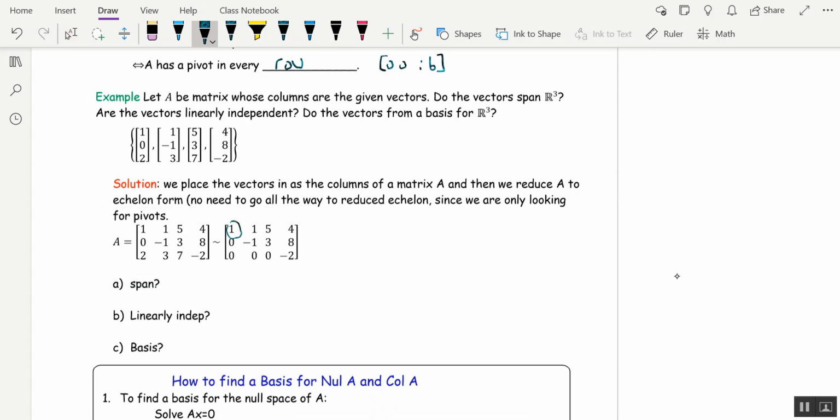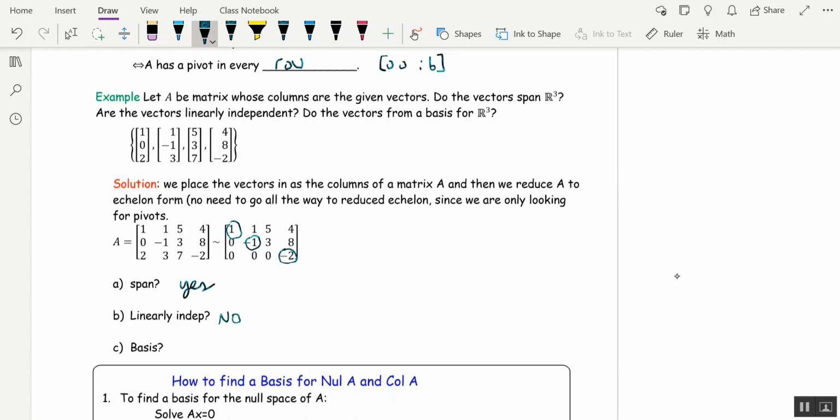There's no need to go to reduced echelon because I'm just looking at pivots. So do the columns of A span R3? Yes, because we have a pivot in every row. Are the columns of A linearly independent? No, because we don't have a pivot in every column.